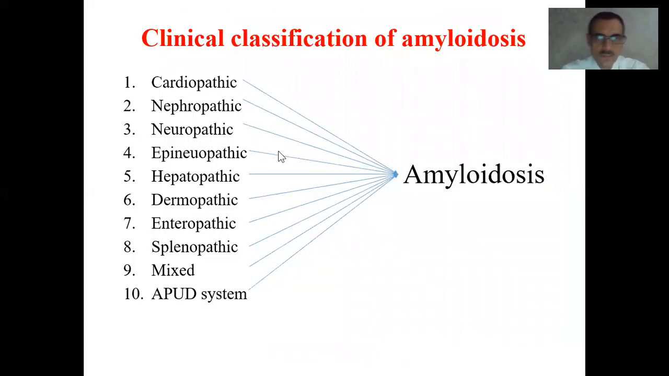The clinical classification of the amyloidosis. There are 10 types, the clinical forms of amyloidosis: cardiopathic, nephropathic, neuropathic, epineuropathic or adrenal, hepatopathic, dermopathic, enteropathic, splenopathic, mixed, and acute system amyloidosis.